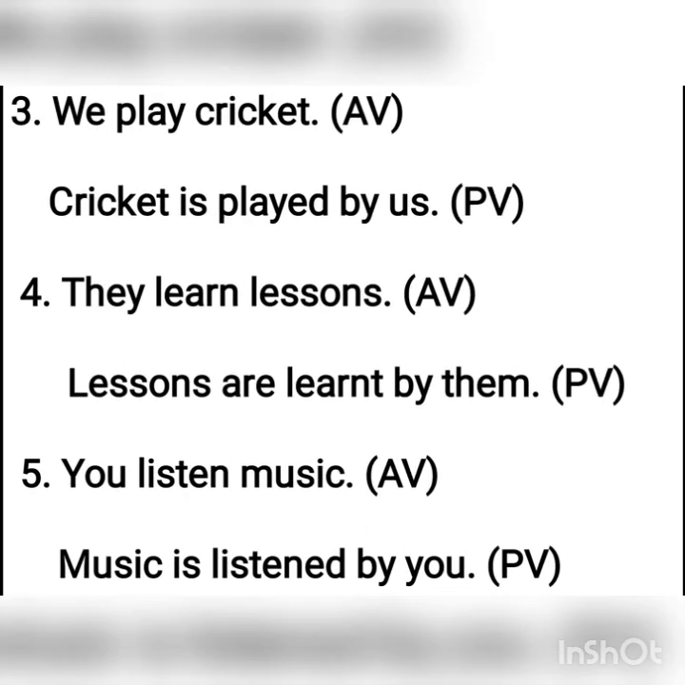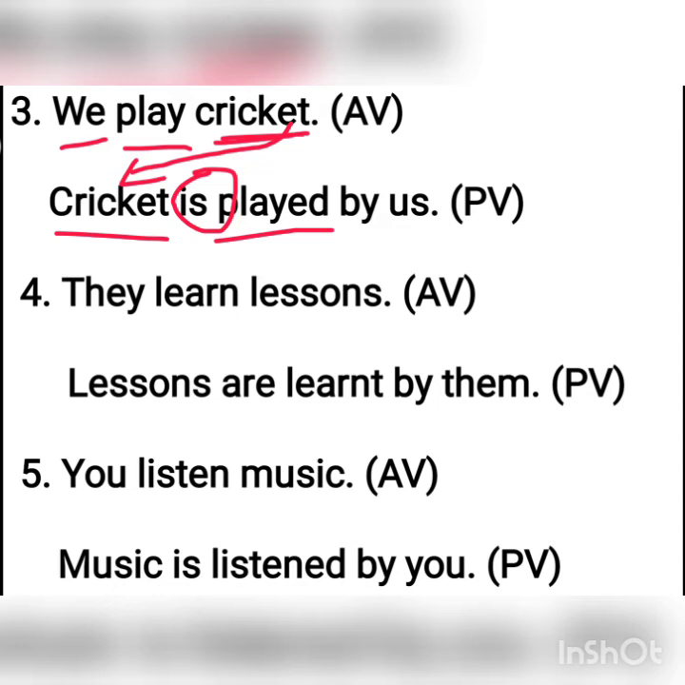The third example, we play cricket. Here cricket is the object, play is the verb, we is the subject. What is the object here? Cricket. It will become the subject of the passive voice. We are talking about only the game cricket alone, so we should use the singular auxiliary is. Cricket is played, past participle verb played, by. The we changes into us in the passive voice.